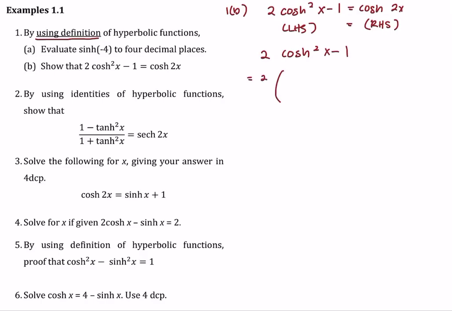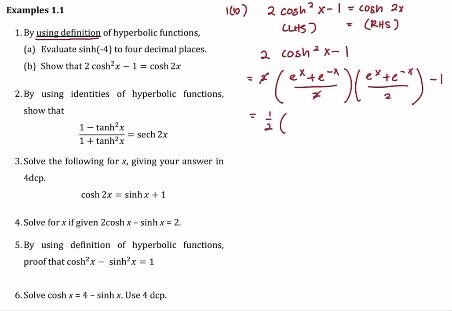So we know that cos x is basically e^x plus e^minus x over 2. Since it's squared, so again, minus 1. For this case, we can cancel out that one, so we can take out the half. e^x with e^x is e^2x. And then e^x with e^minus x is e^0.